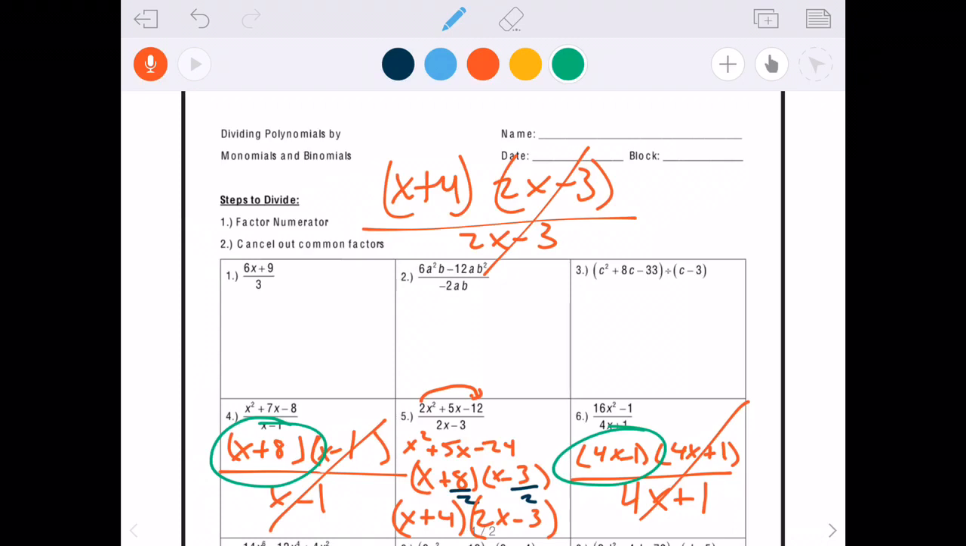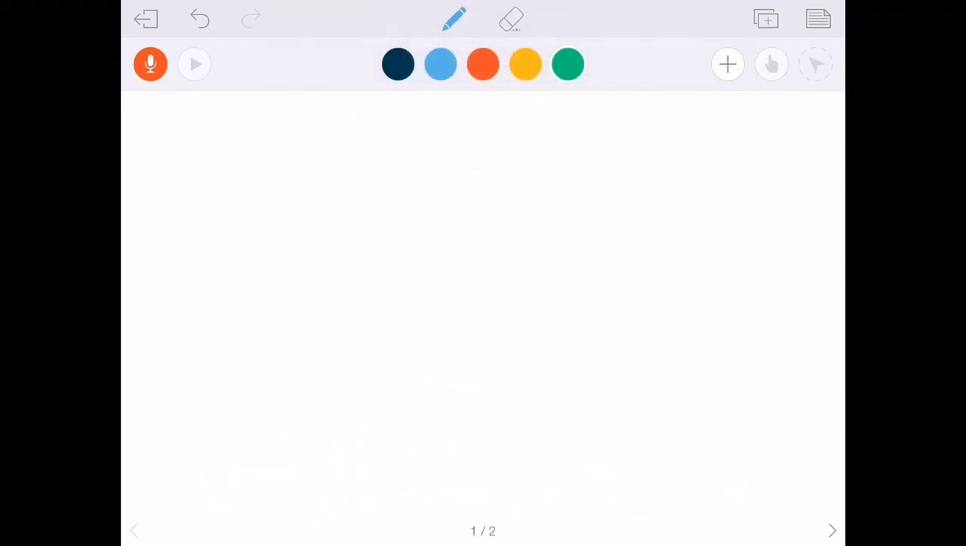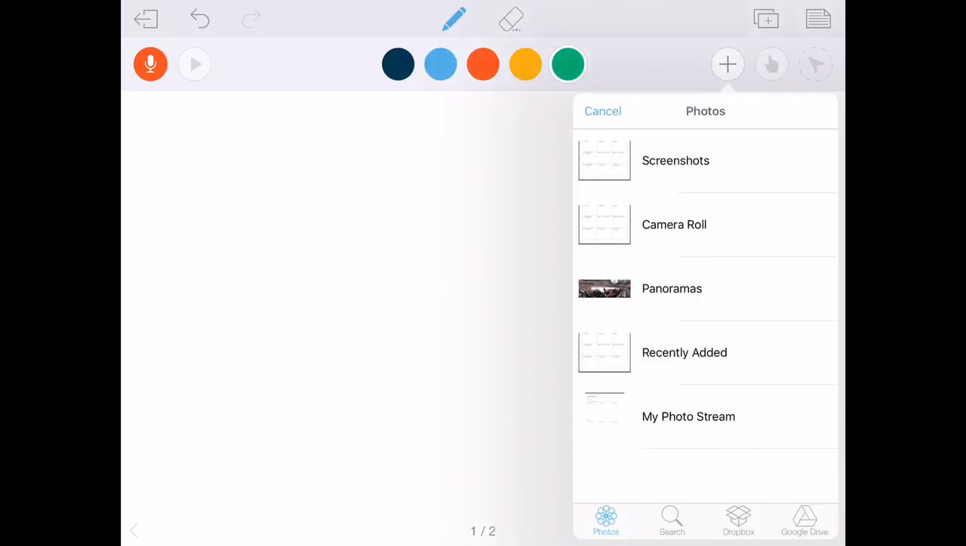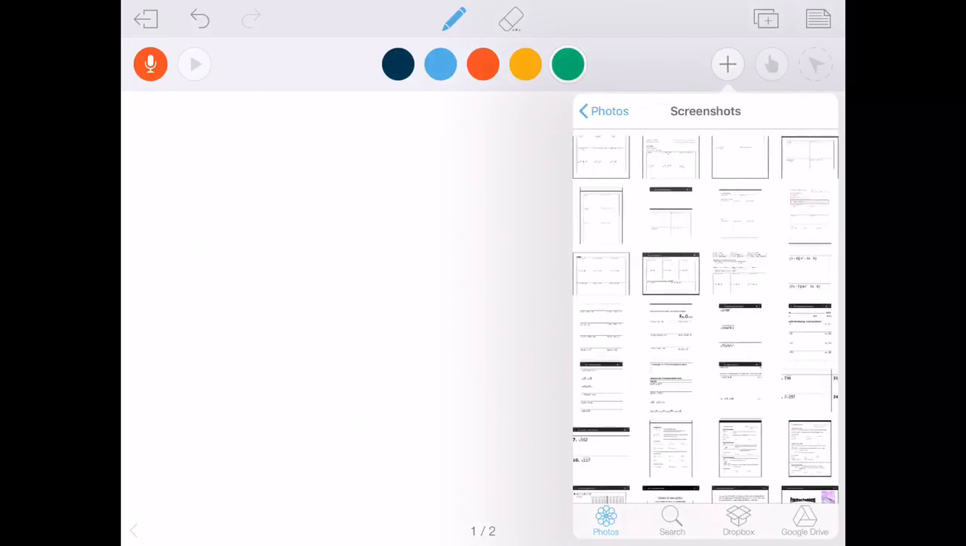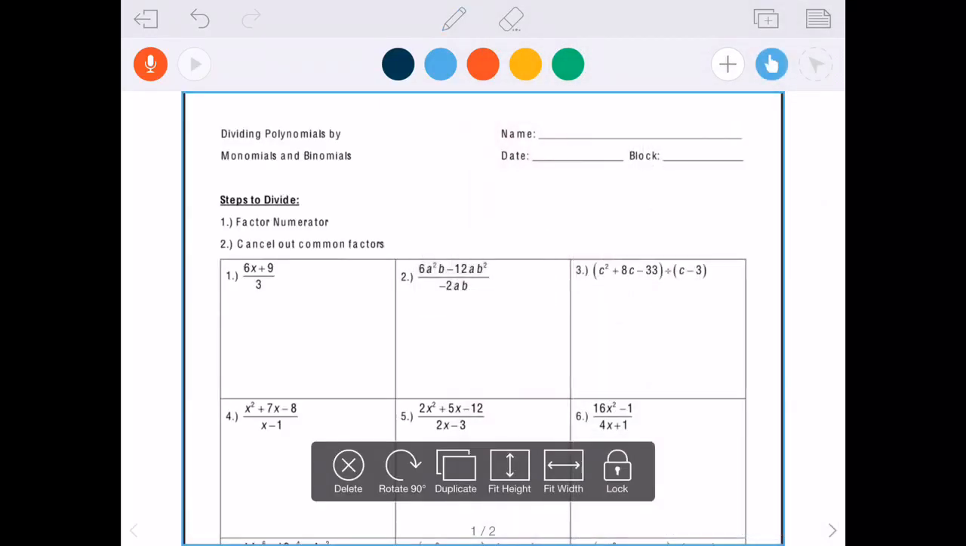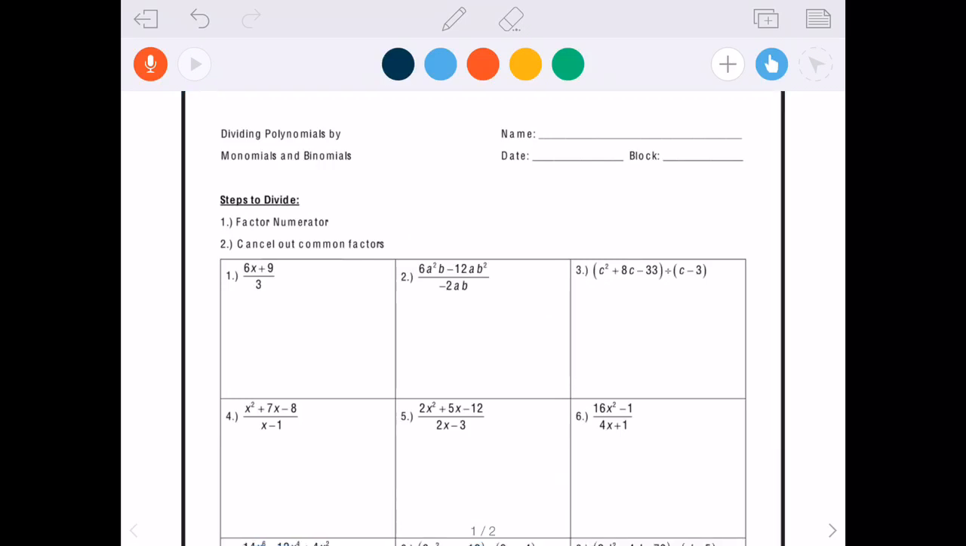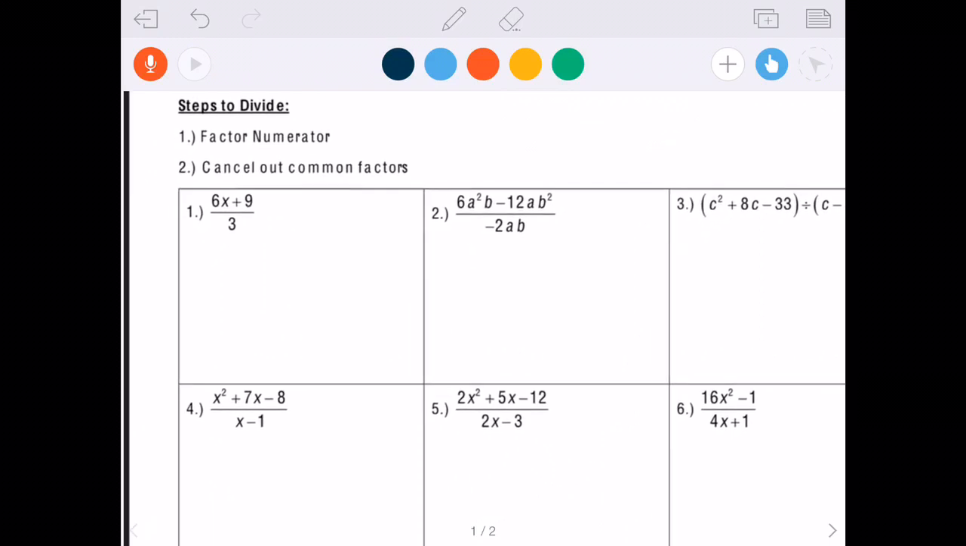Let's talk about, I'm going to clear the page here. Let's talk about dividing by a monomial now. So if we look at 1 and 2, these are monomials. They're dividing by one term.